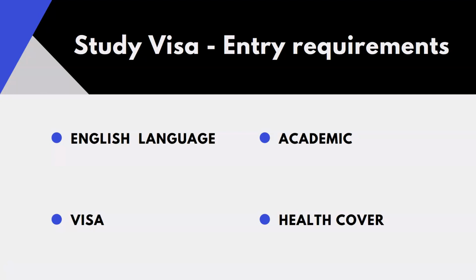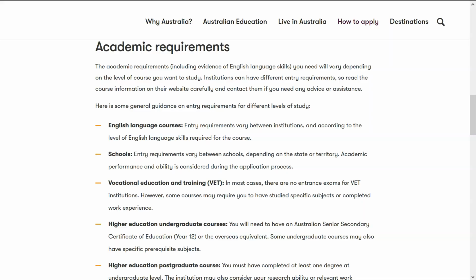Okay, the next requirement is an academic requirement. It says here that academic requirements include English level skills, and you will need to check the course that you are interested in for these requirements. So each course and each institution has different entry requirements and different academic requirements.